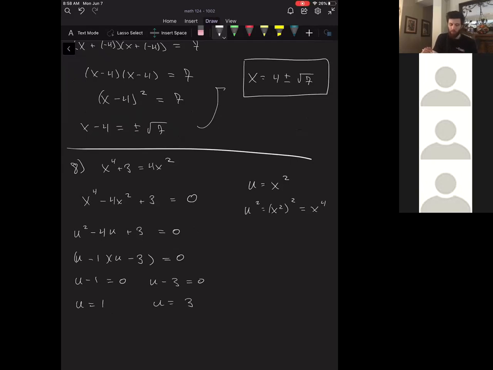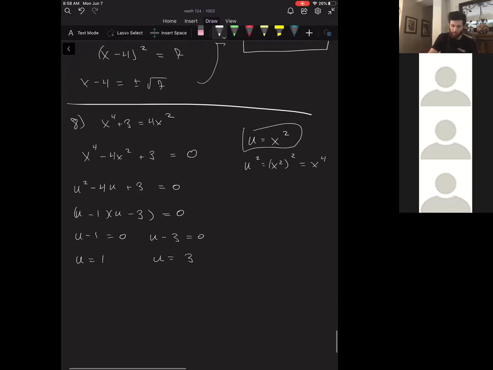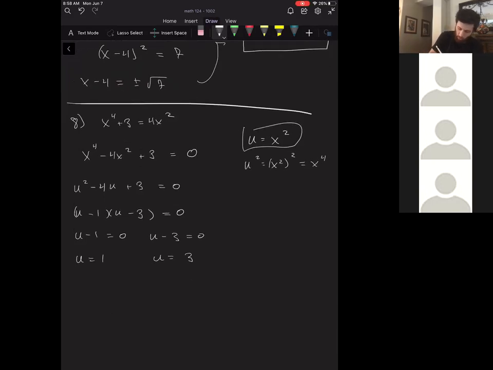However, the problem wants us to solve for x. It doesn't want us to solve for u. But we know that u is equal to x squared. So if u is equal to 1, that just means x squared is equal to 1. If u is equal to 3, that just means x squared is equal to 3.